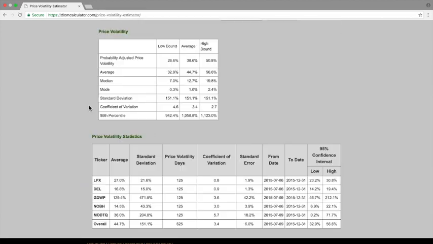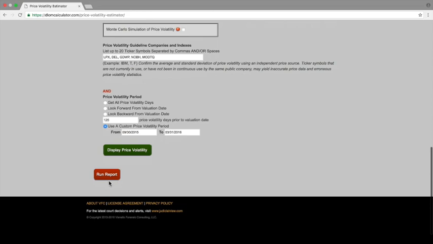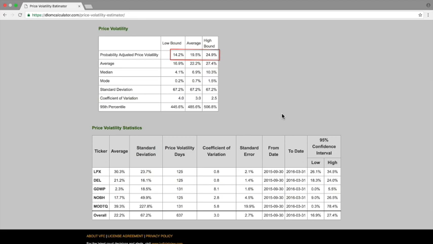Based on the 125 trading days after the valuation date, the probability-adjusted price volatility of the guideline group is 38.6% with a 95% confidence interval of 26.6% to 50.8%. Based on the date range, September 30, 2015 through March 31, 2016, the probability-adjusted price volatility of the guideline group is 19.5% with a 95% confidence interval of 14.2% to 24.9%. Adding probability to price volatility analysis lowers price volatility estimates below the simple average of the underlying price data.